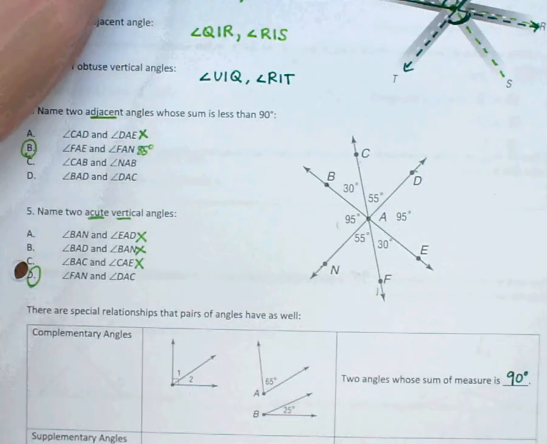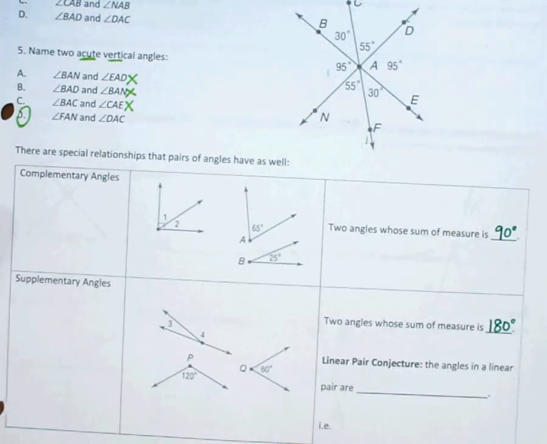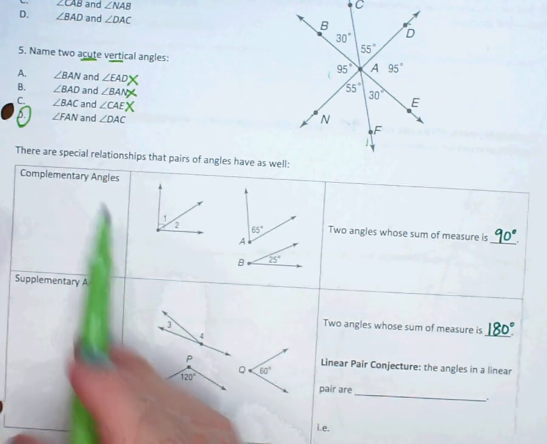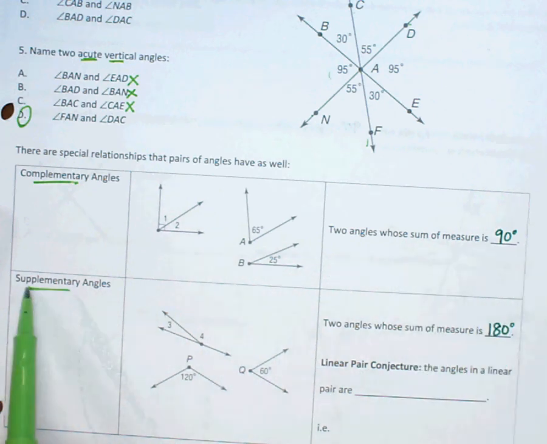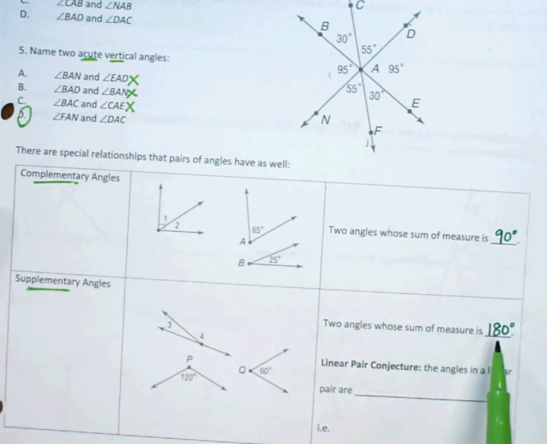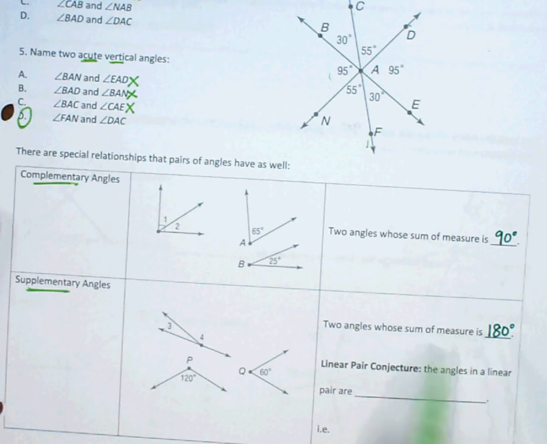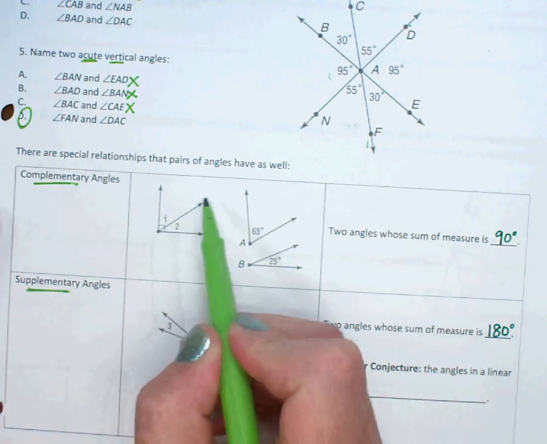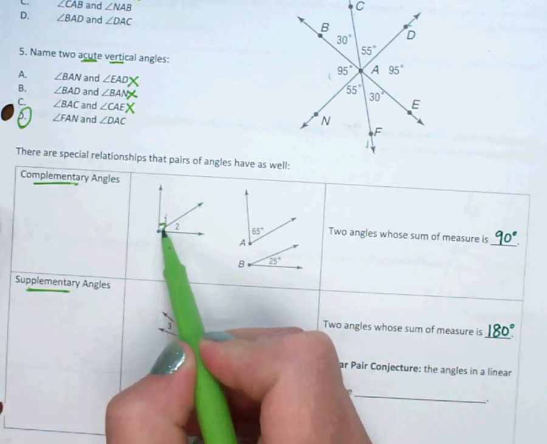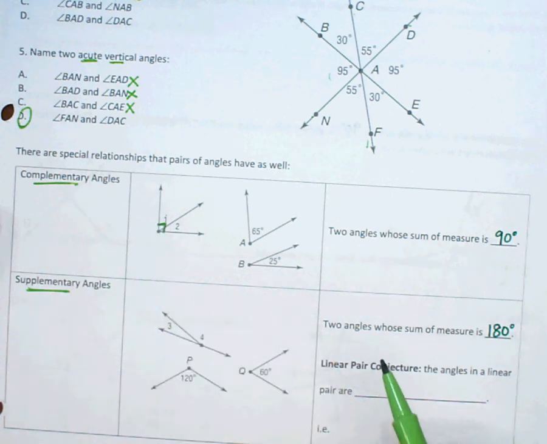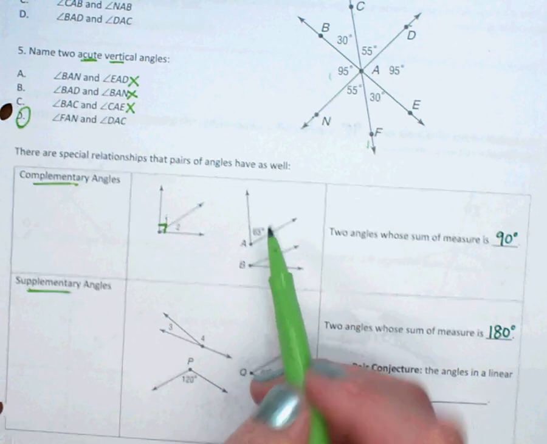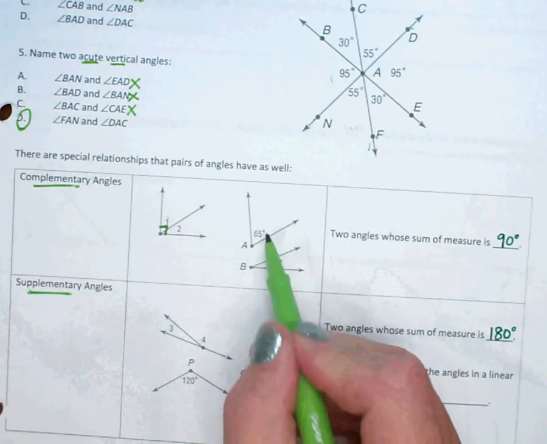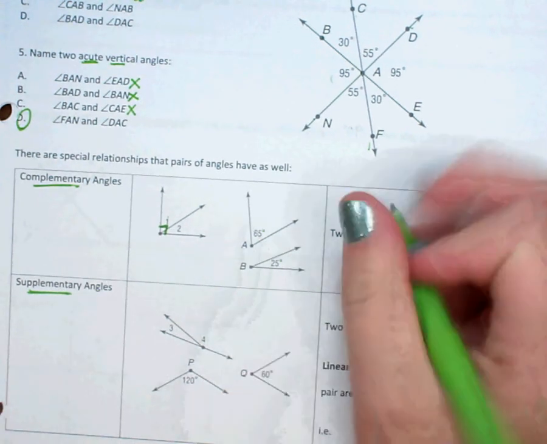Okay, now back to some vocab. Complementary and supplementary. Complementary, their sum is 90 degrees. Supplementary, their sum is 180 degrees. Okay, so here, angle 1 and angle 2, they're adjacent, and their sum is 90 degrees. We've got this symbol here, okay? But complementary angles don't have to be adjacent. They can be two completely different angles as long as their sum is 90 degrees.